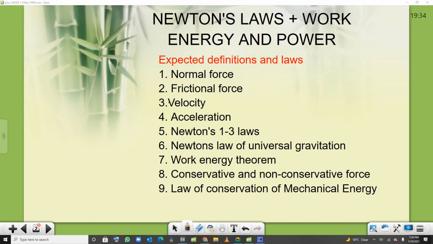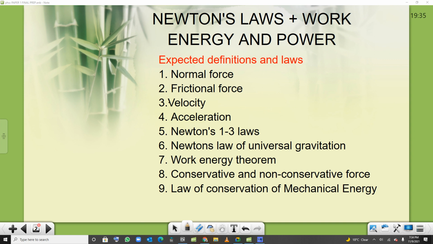So the first session here is Newton's laws, work, energy, and power. Why did I group them together? We're basically talking about the same thing. All right. We are going to draw free body diagrams. We're talking about forces. We're going to talk about speed. We're going to talk about acceleration, displacement. Hence, I group them together.